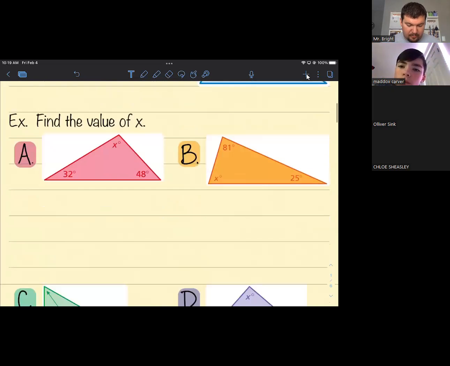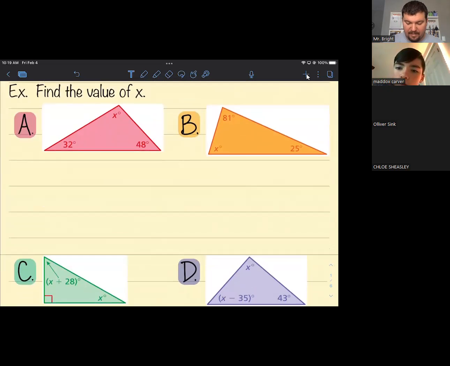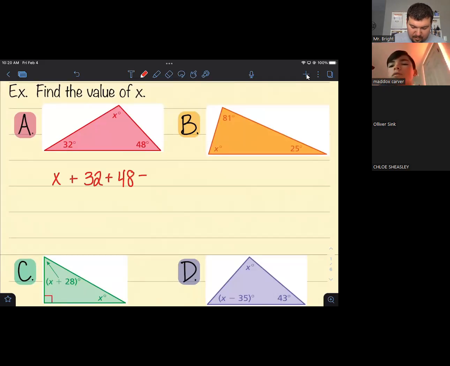Let's start by using that to find our missing values in these triangles. In this red triangle, we're finding the value of angle X. Let me be very clear: I know you could probably do this without showing any work, but I want you to write an equation. Your equation would look like this: X, our missing angle, plus, and if you want to combine like terms, for example 32 plus 48, because those three angles are going to add up to be 180.